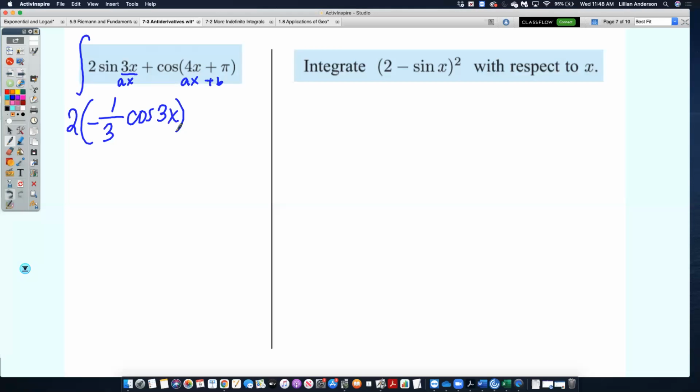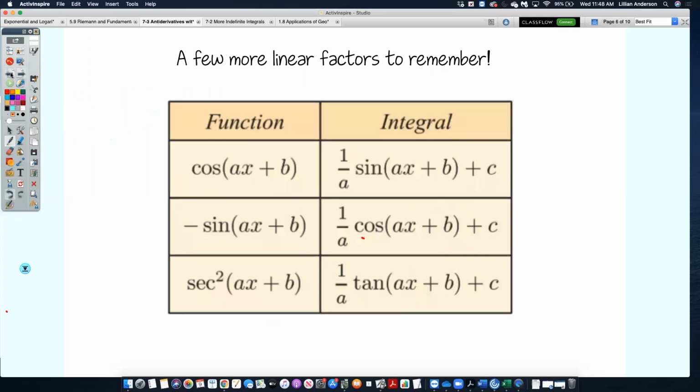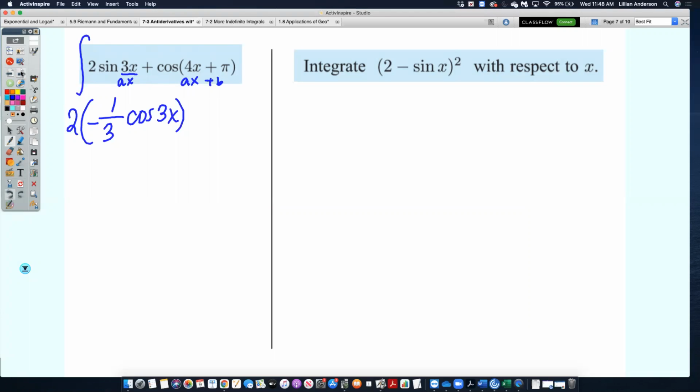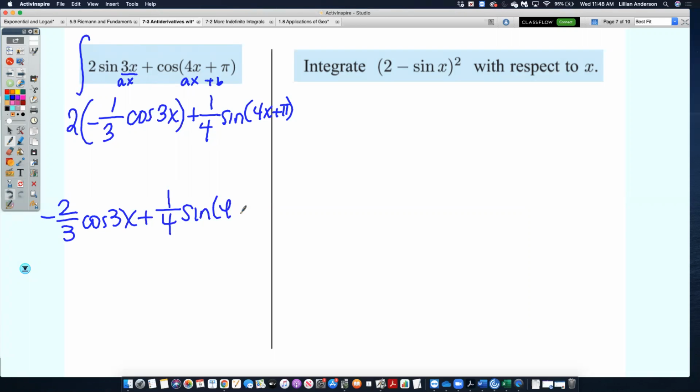And then over here, it's going to be 1 over a sine ax plus b. So this is going to be plus 1 over a, which is 4 sine 4x plus pi. And then, of course, I have my plus c. So my final answer is going to be negative 2/3 cosine 3x plus 1/4 sine 4x plus pi plus c.